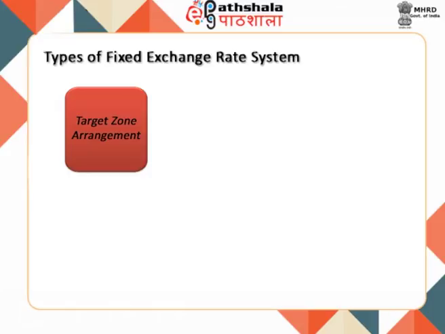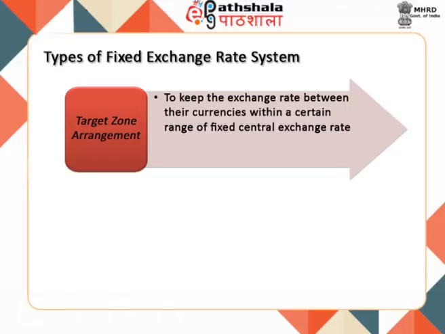Target zone arrangement. Under this, a group of countries agree to keep the exchange rate between their currencies within a certain range of a fixed central exchange rate. Central exchange rate is the exchange rate between the member country's currency and a common currency. An example of target zone arrangement is the European Monetary System. Each currency in the EMS had a central rate expressed in terms of the European Currency Unit, that is ECU. The exchange rate between member countries was determined on the basis of their share in the ECU.